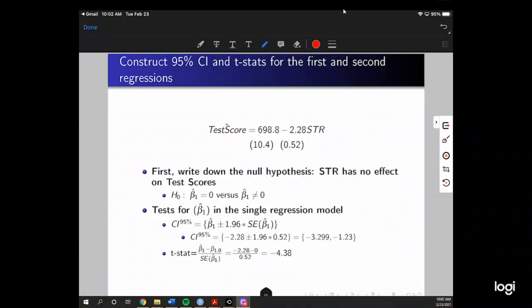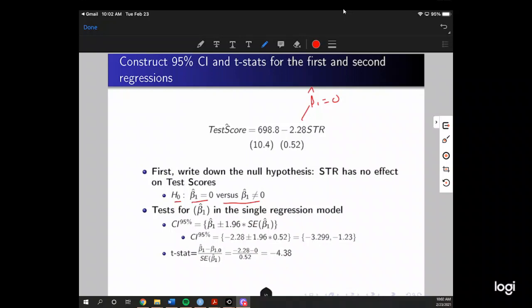So let's construct 95% confidence intervals and t-stats for the first and second regressions, beta 1s in the first and second regressions. So first, write down the null hypothesis. The null hypothesis is going to be that student-teacher ratios have no effect on test scores. In other words, beta 1 hat is equal to 0. So we write our null hypothesis, H naught, as beta 1 hat equals 0 versus the alternative beta 1 hat does not equal 0. So this is a two-sided hypothesis. Note that we're not saying beta 1 hat is greater than 0 or less than 0. It's just not equal to 0.